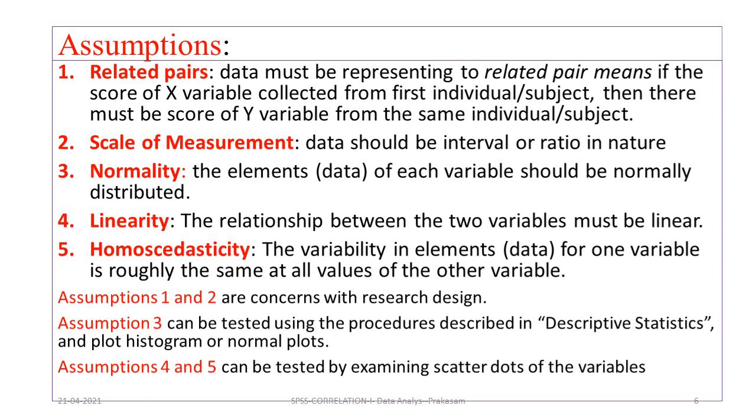Another important thing is homoscedasticity. The variability in the data for one variable is roughly the same at all values of the other variable. How to satisfy these assumptions and how to understand them? Assumptions 1 and 2, that is the related pair and scale of measurement, are to be considered when we are designing the research, and at that time the selection of the samples and the data collection should be done accordingly.